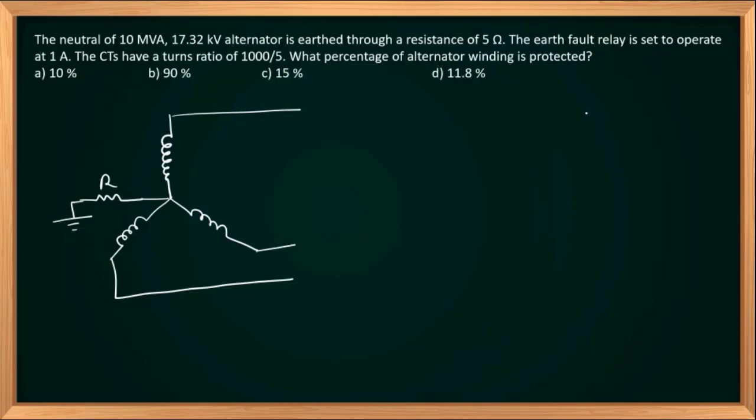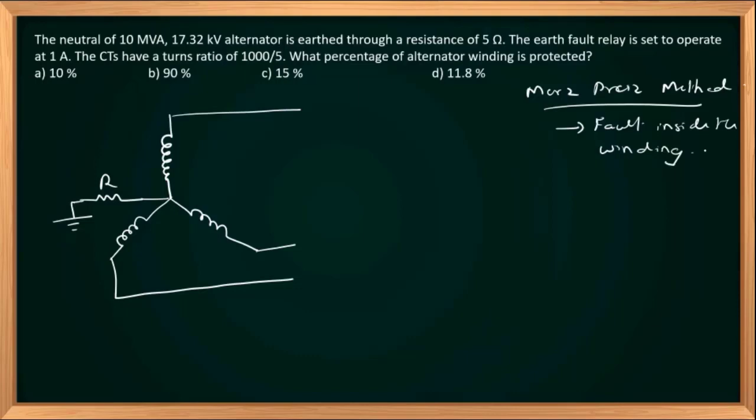Oh, this type of protection method is called Merz-Price method. This method is commonly used to find the fault inside the winding. Okay. So depending on what percentage of winding has to be protected, you can easily regulate the value of R. Let's see how it is getting regulated.